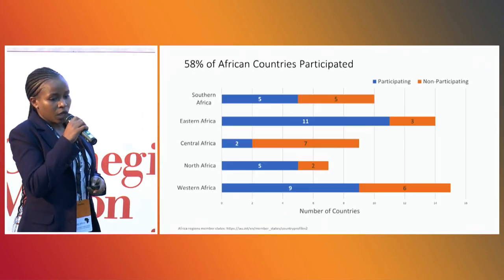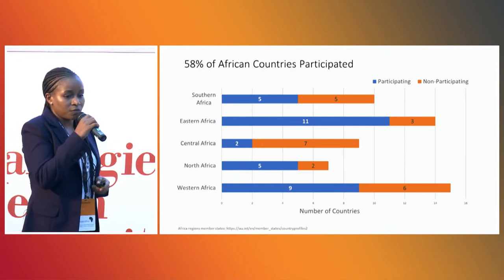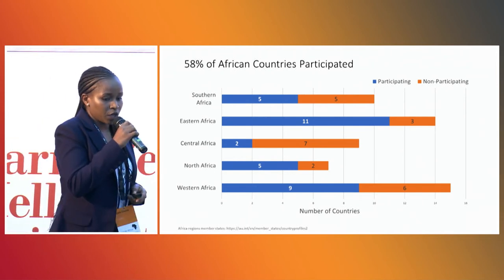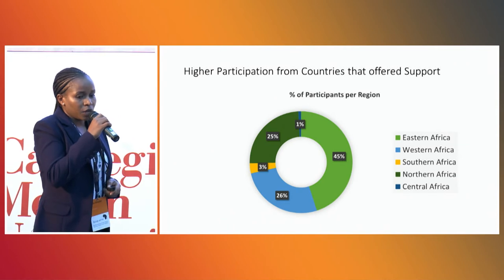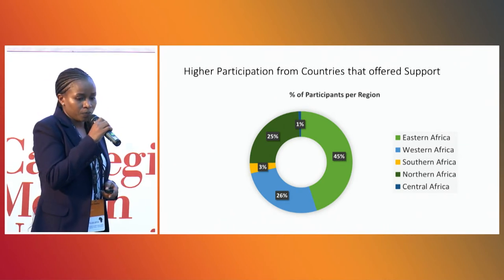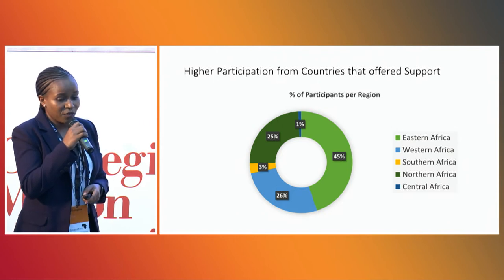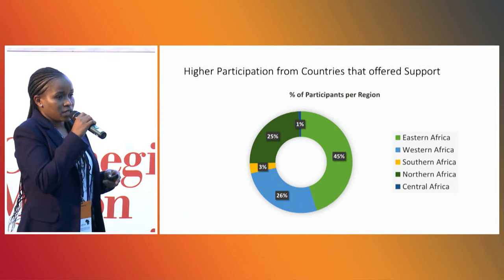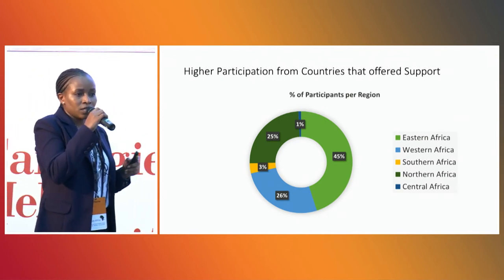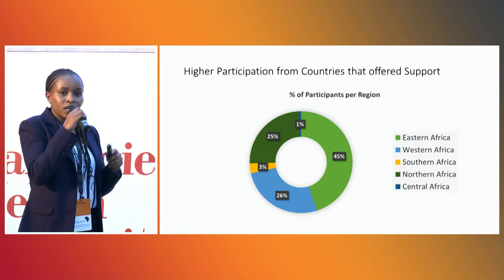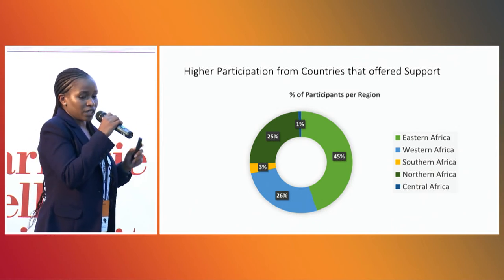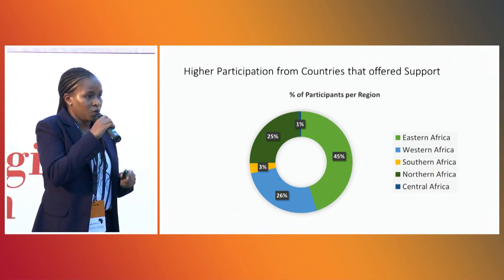Looking at statistics, 58% of African countries participated, most of them from East Africa and West Africa. And in terms of percentage of participation, we have the highest numbers in East Africa and West Africa. Now, there is a very big correlation between the percentages you're seeing here and the regions, and the kind of support that we had in these countries. In East Africa and West Africa, we either had in-person trainings or dedicated trainings. I mentioned the example of USIU Nairobi, who said, we want a training just for us. And I remember we did it at 9 p.m. to 10 p.m. with their students.